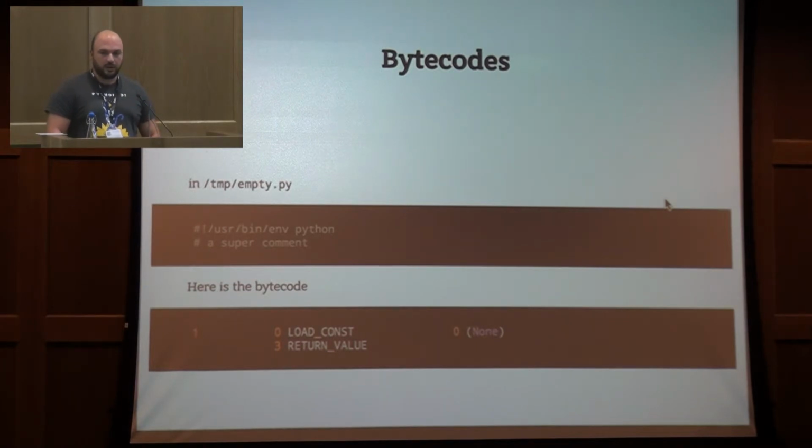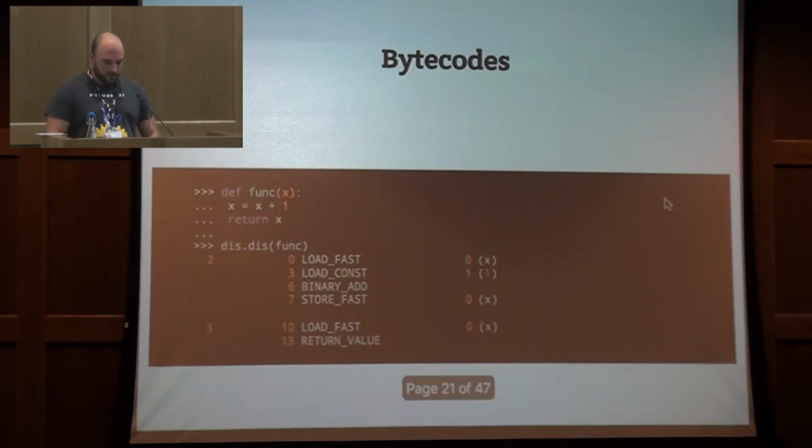When you create an empty Python file and use the dis module, you can see a small bytecode of two elements. For example, LOAD_CONST and RETURN_VALUE. The first line will load a constant from the local frame, and RETURN_VALUE will return the value from the top of the stack.